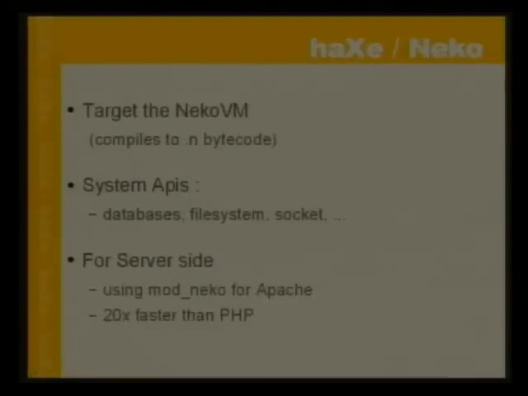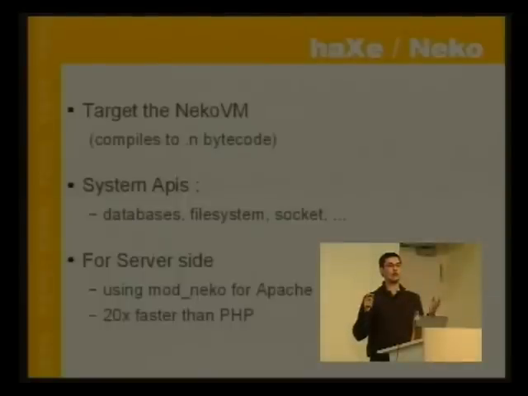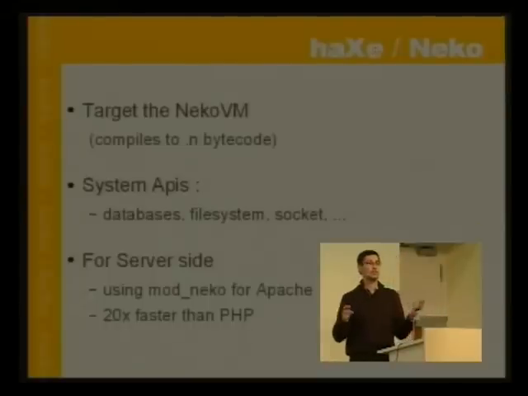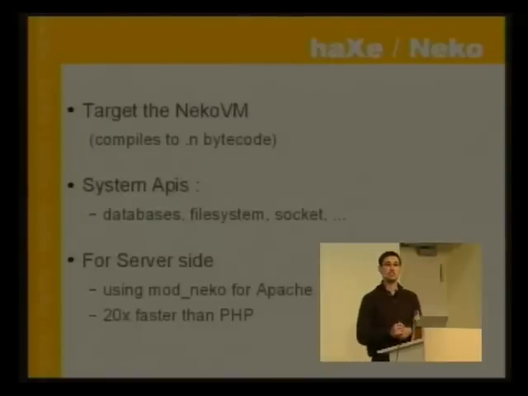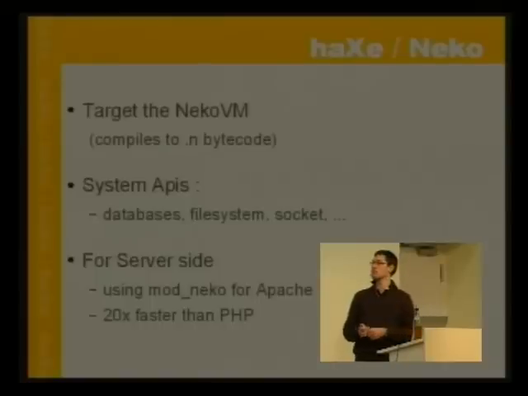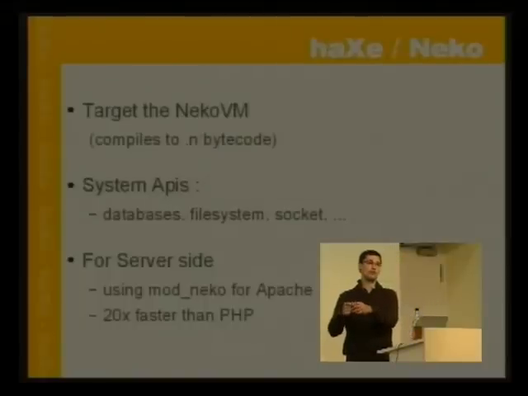It's called the Nico VM, the Nico virtual machine. It is a small and lightweight virtual machine that can run some kind of bytecode. It has just-in-time compilation also. It's designed to be lightweight, so less memory usage, and it runs pretty fast. Basically what haXe is doing is compiling to .n bytecode, which is a bytecode for the virtual machine. Again, it compiles all the classes together into one single .n file that you can deploy on your server.